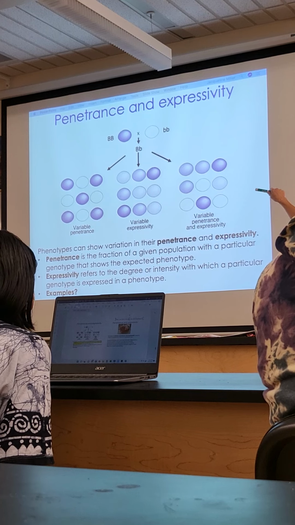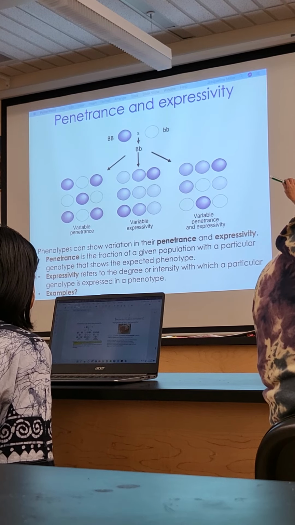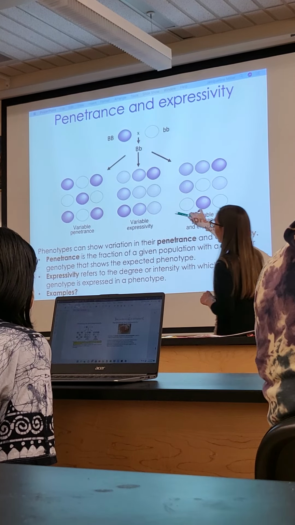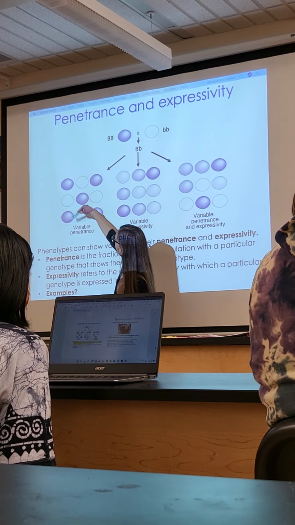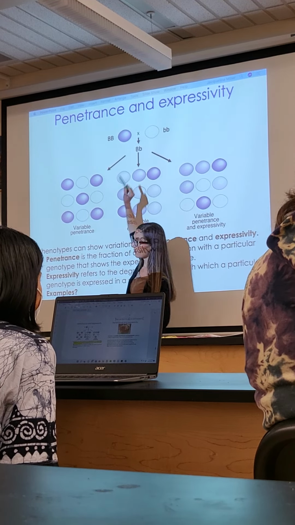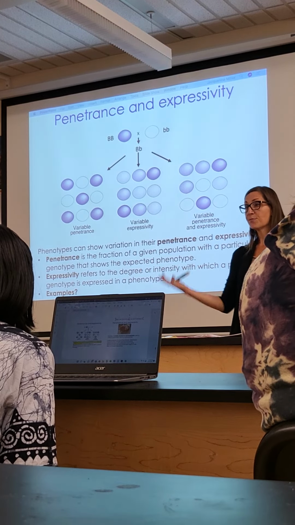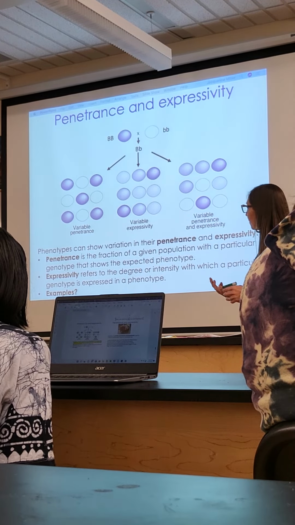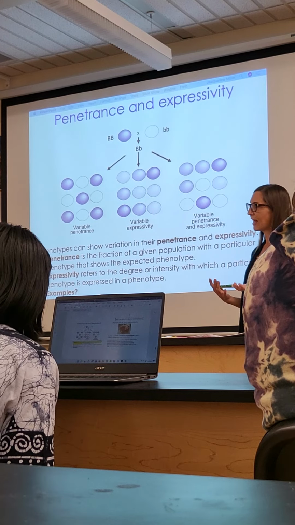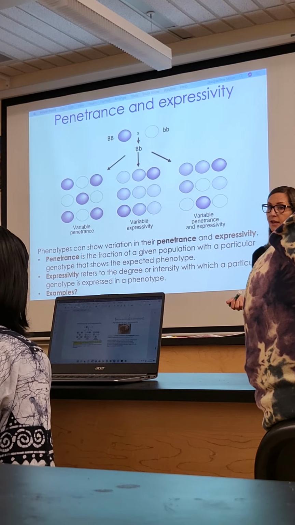So what actually happens with variable penetrance is that even though all of these individuals have the same genotype, they are all big B, little b, some of them have the trait and some of them don't. Well, that seems kind of random. Why would you have that gene but not express the trait?